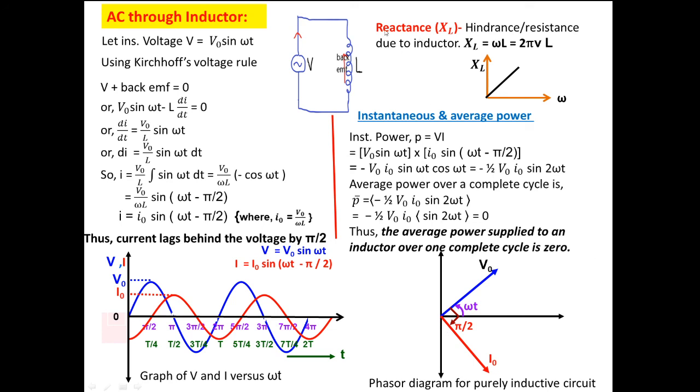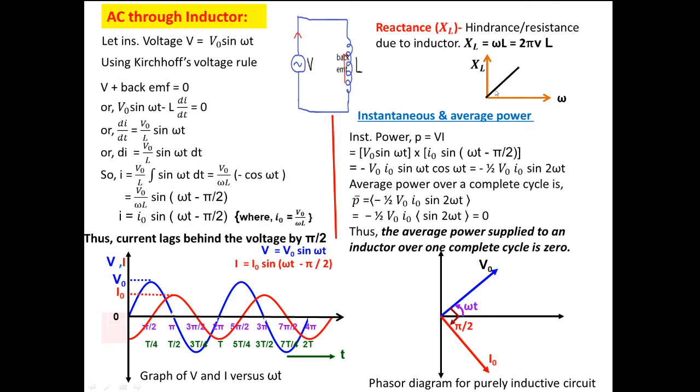Now see, it is for the 1 mark: reactance, or we can say inductive reactance, the resistance or hindrance due to inductor, denoted as XL, equal to omega L, and omega equal to, we know, 2 pi nu. So XL equal to 2 pi nu L.